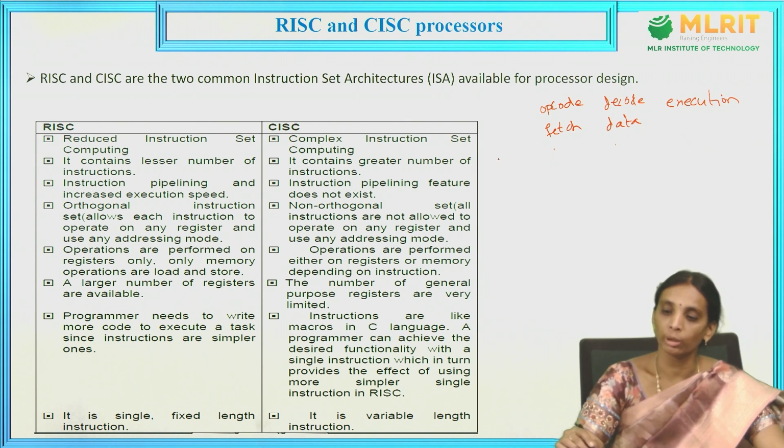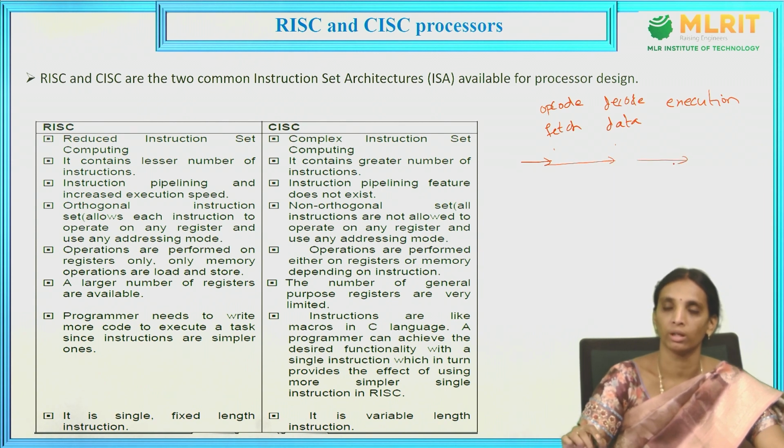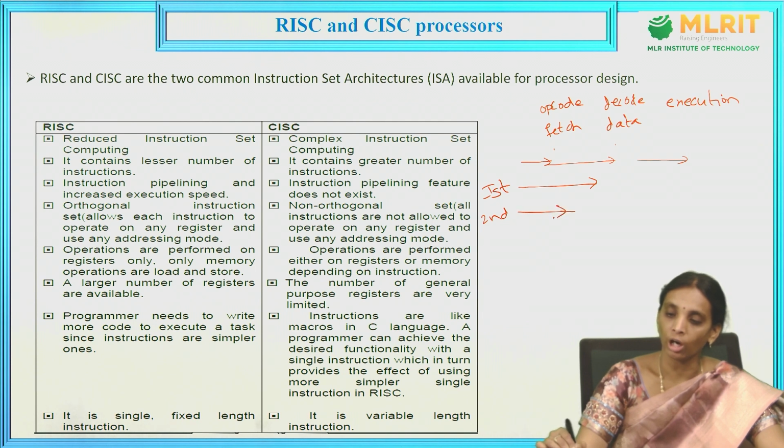In normal execution, after completion of the opcode fetch, we go for decode data, and only after that do we go for execution. But in pipelining, when the first instruction completes the opcode fetch, the second instruction starts its opcode fetch while the first instruction starts the decode data.